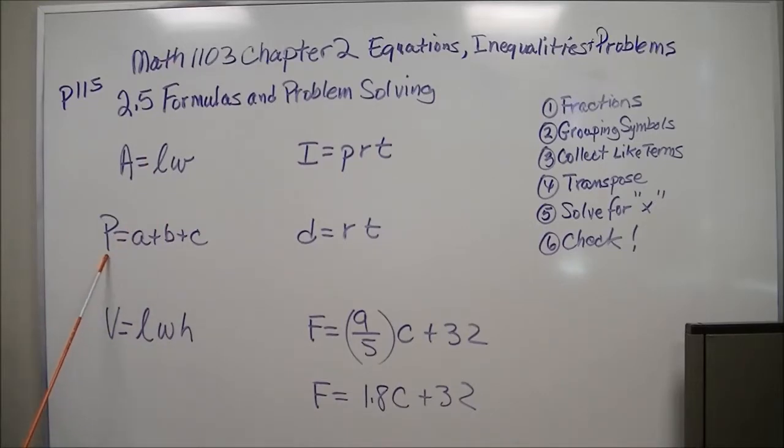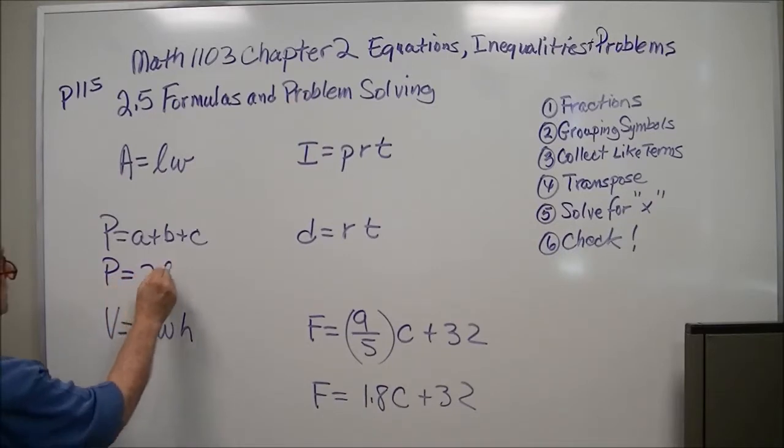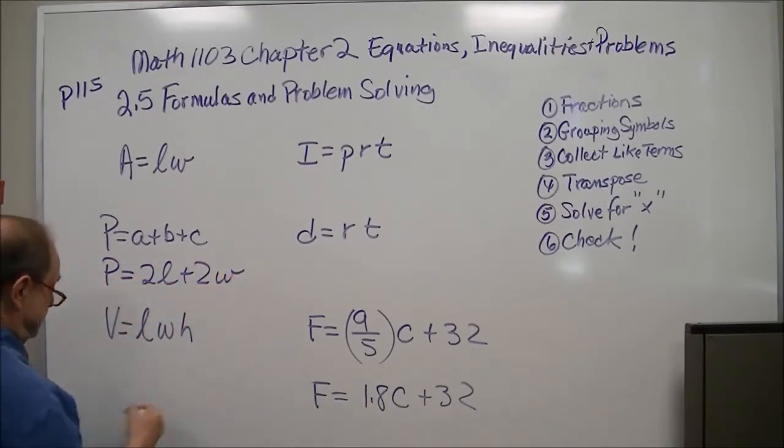This is the perimeter of a triangle, where you're adding the lengths of the 3 different sides. This is the distance formula. Distance equals rate times time. A volume formula. Volume equals length times width times height. And I see they left out one of the major perimeter formulas. Let me just add that. Perimeter of a rectangle is 2 lengths plus 2 widths.